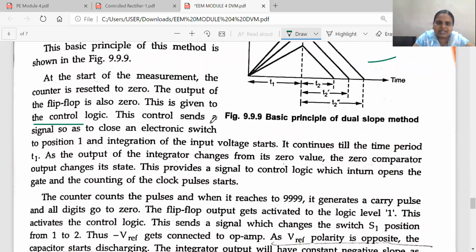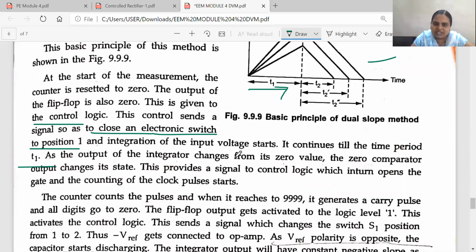This control logic sends the signal so as to close the electronic switch to position 1. When at the initial stage the flip-flop is 0 and the counter is 0, the switch position changes to the first position. And integration of the input voltage starts. It continues till time period T1.